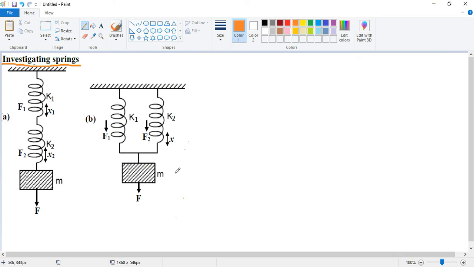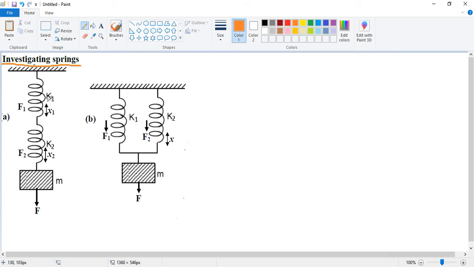So we have seen that when springs are joined in series, they support the same load, F. So they experience the same tension. So what am I saying?